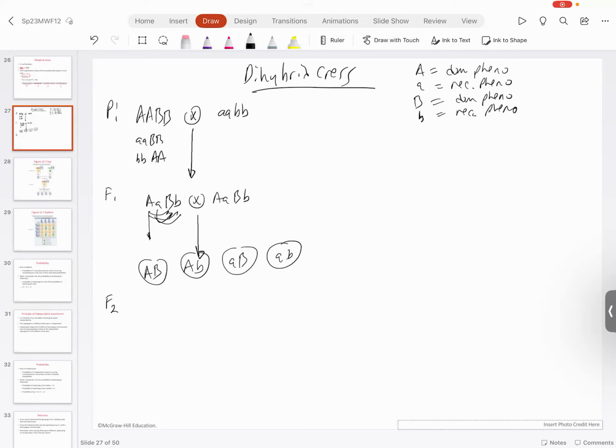As it turns out, because they're the same, the other parent does the same thing, right? So basically, big A big B, big A little b, this one and this one.